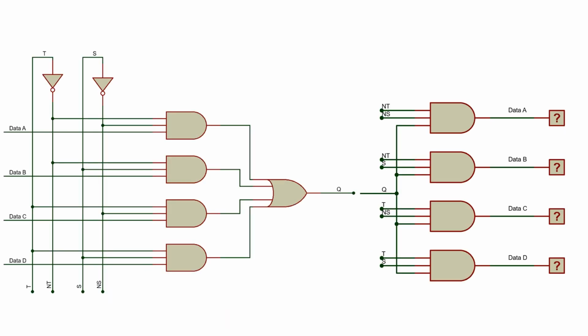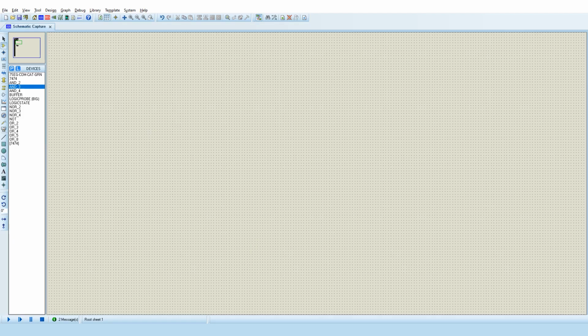I've provided some wire labels. For instance, not T is called NT, not S is NS. And I've got data A, B, C and D. And this is how we will do it when we make it on Proteus. On the left is the 4-to-1 mux and on the right is the 1-to-4 demux, controlled by 2 select signals, S and T. So let's build the 4-to-1 mux on Proteus.